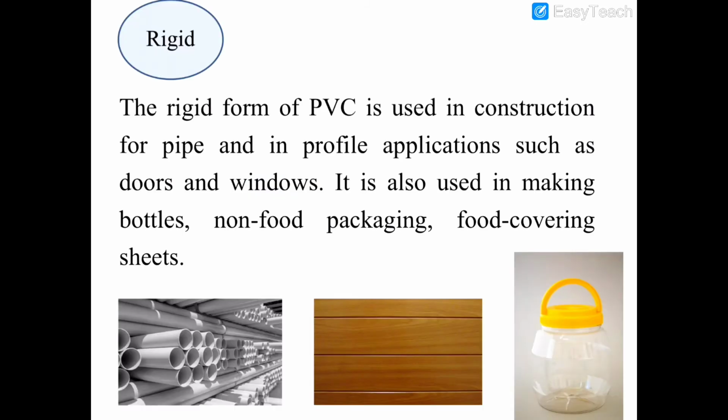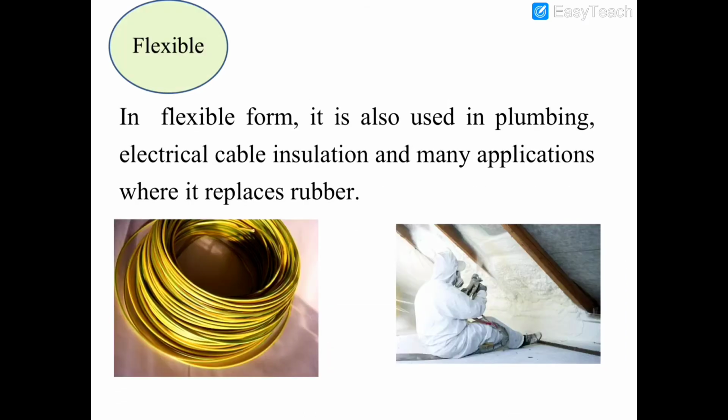The rigid form of PVC is used in construction for pipes and in profile applications such as doors and windows. It is also used in making bottles, non-food packaging, food covering sheets, etc. And the next one is the flexible type. The flexible form is used in plumbing, electrical cable insulation and many applications where it replaces rubber.